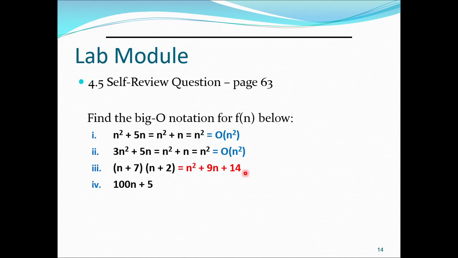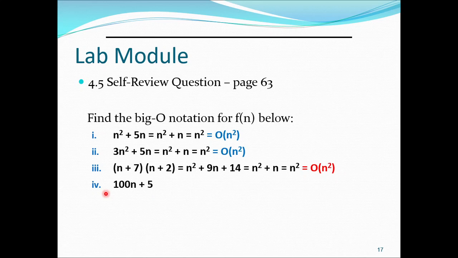Once we have simplified this function, we can apply the steps of big O notation. The first step is to remove the coefficients, that means remove the numbers. So we remove the 9, we remove the 14, and that gives us n squared plus n. Now we apply step 2. We remove the smallest and keep the largest, so remove the n and that gives us n squared. So we can write the big O notation like this: O of n squared, on the order of n squared.